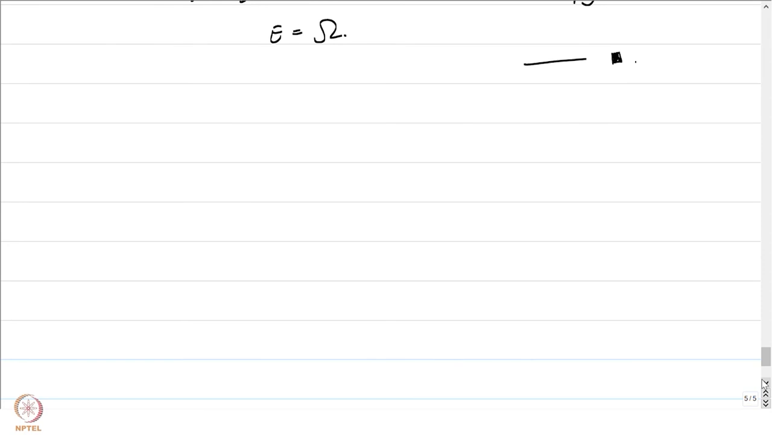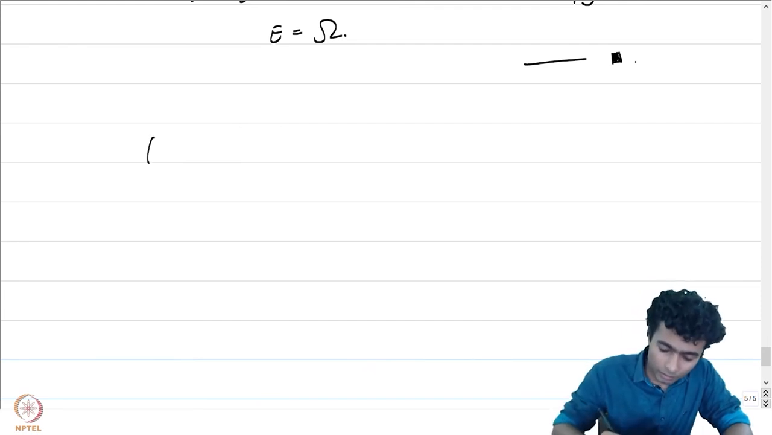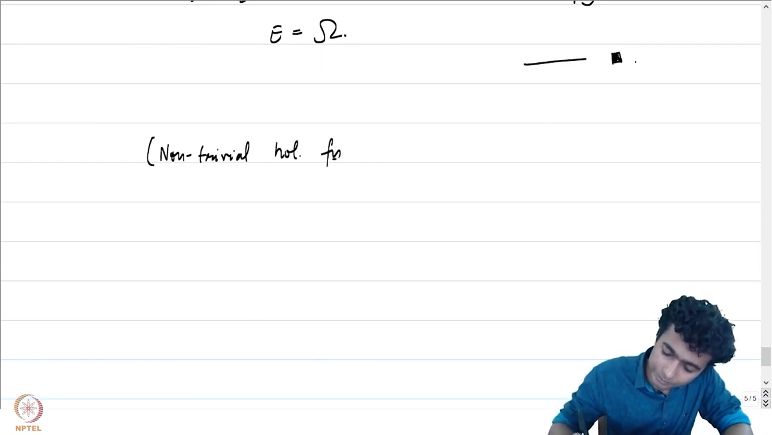It's not just on an open set that we need. The moment f and g agree on a set which has a limit point, we will be able to show that f is identically equal to g. This theorem is also sometimes called the identity theorem. So, non-trivial holomorphic functions have isolated zeros.